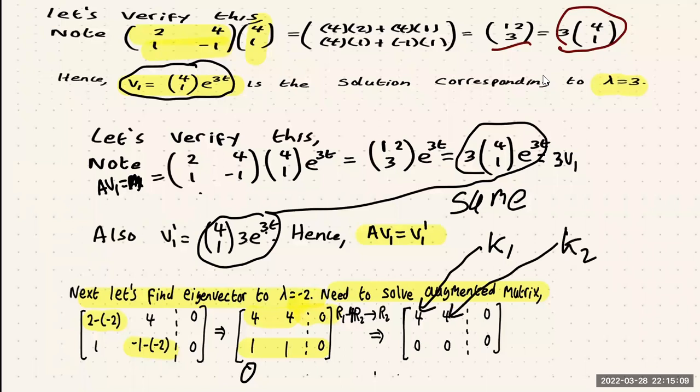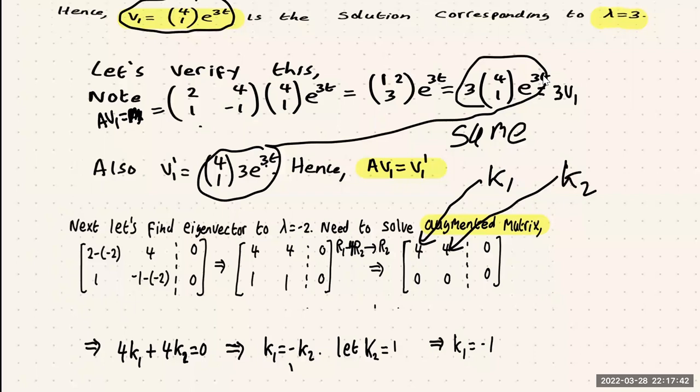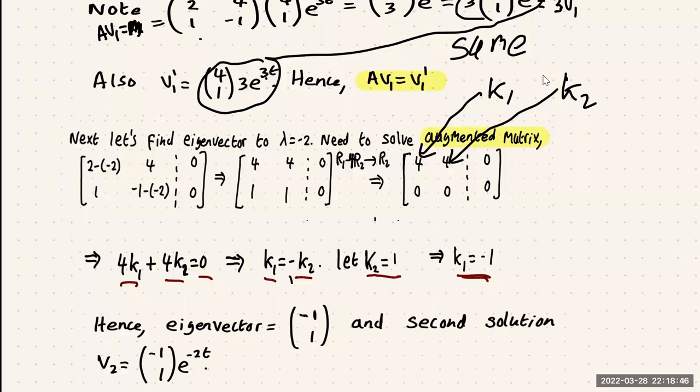We can now translate these into equations. So I'll get 4K1 plus 4K2 equals 0. Then solving for K1, we'll have K1 equals -K2. K2 is free, so I'm going to choose it to be 1. And then if K2 is 1, then K1 is -1. Now we can write our eigenvector. So our eigenvector will be (K1, K2), so it's (-1, 1). That's going to be your eigenvector.